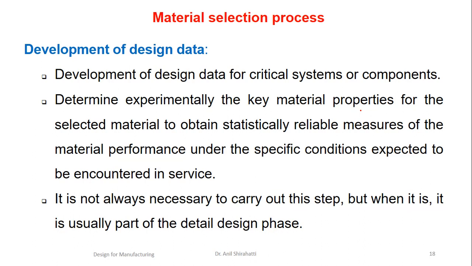Development of design for a critical system or component: determine experimentally the key material properties for selected materials, to obtain a statistically reliable measure of material performance under the specific conditions expected to be encountered in service. It is not always necessary to carry out this step, but it is a useful part of detailed design. What it says is, in case the material properties are not well defined, it is better to do your own tests like tensile and fatigue, and check whether that material can satisfy your environmental and technical needs or not.